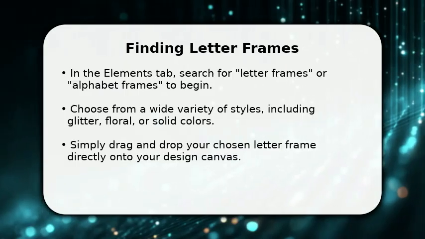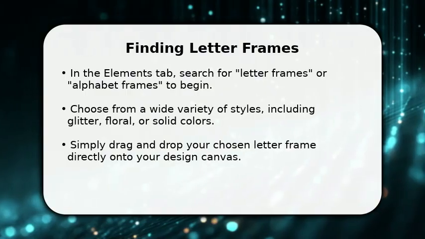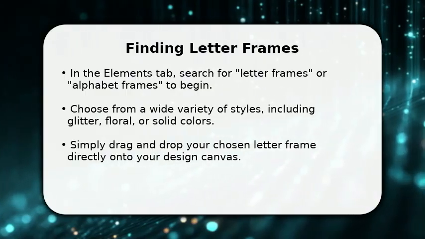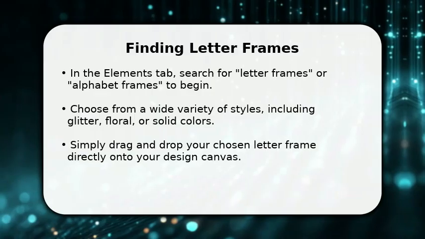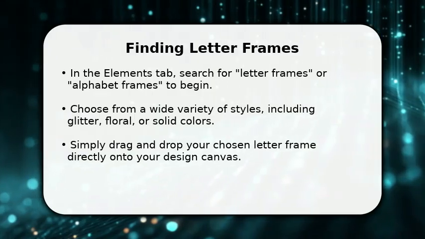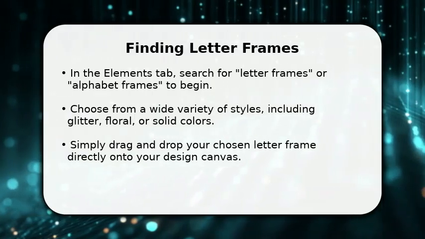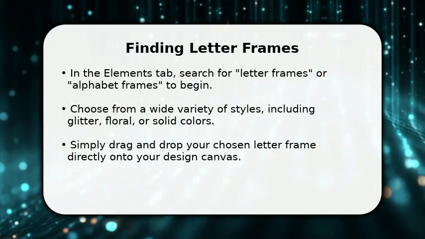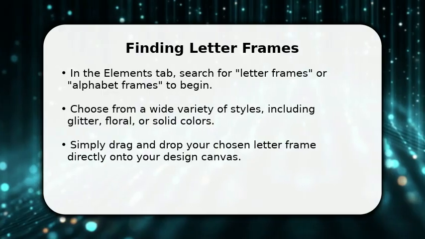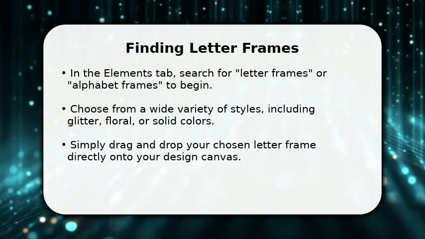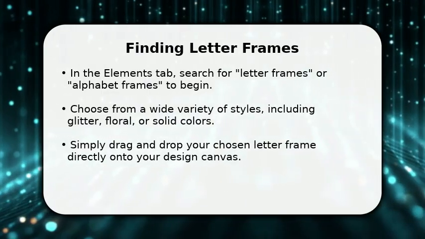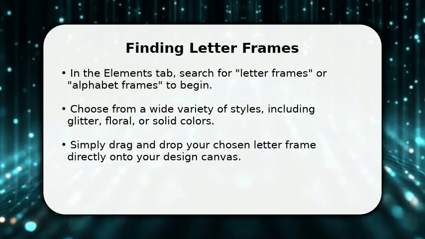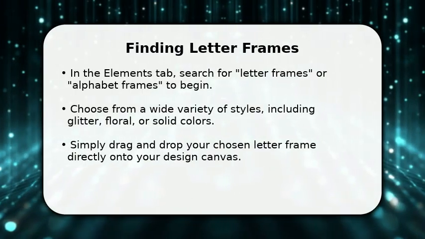In this video, I will explain how to use frame letters in Canva. First, navigate to the Elements tab on the left-hand side of your Canva interface. From there, you can easily search for letter frames or alphabet frames to discover a vast selection. You will find many styles, from elegant glitter to vibrant floral or classic solid colors. Once you have found the perfect frame, simply click and drag it onto your design canvas to place it.